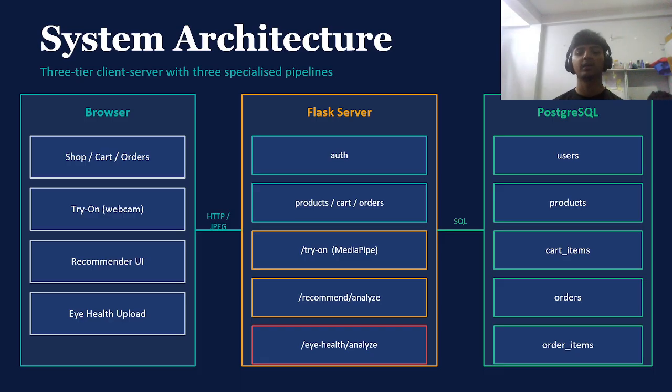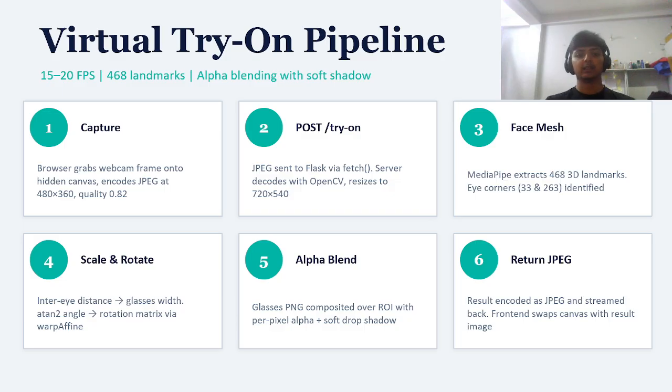Now let's move on to our try-on pipeline. Virtual try-on is the most technically complex part of the system, so let me walk through it step by step. Step one, the browser captures a frame from the webcam onto a hidden canvas element, encodes it as JPEG at 480 by 360 pixels with a quality of 0.82, and then posts the raw bytes to the Flask endpoint.